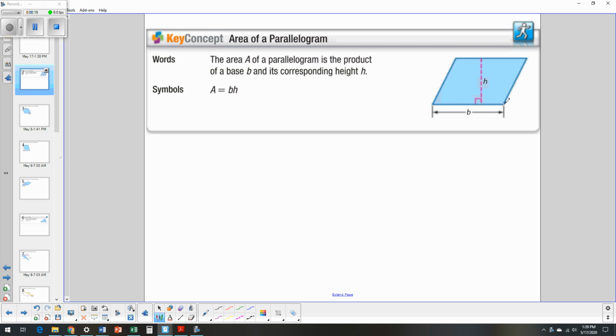The base could be either the top or the bottom, and then the height has to be perpendicular to the base. Sometimes we'll view it outside the shape, so sometimes it'll be here with a little right angle symbol as well, and sometimes it'll be shown inside.